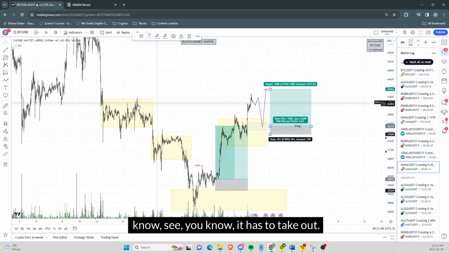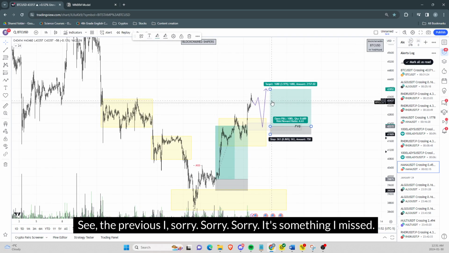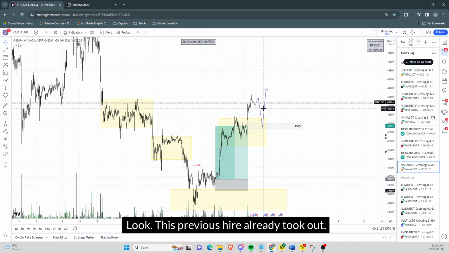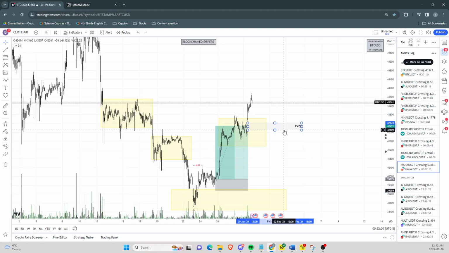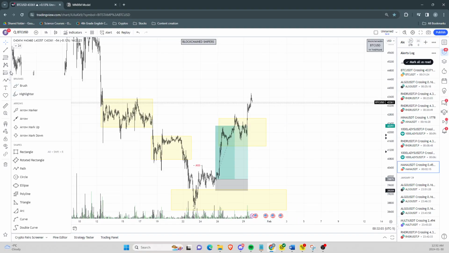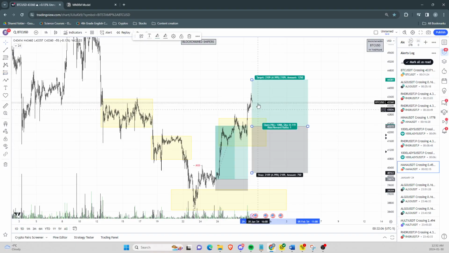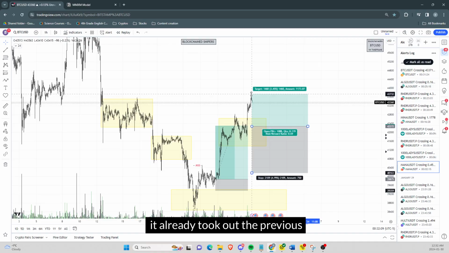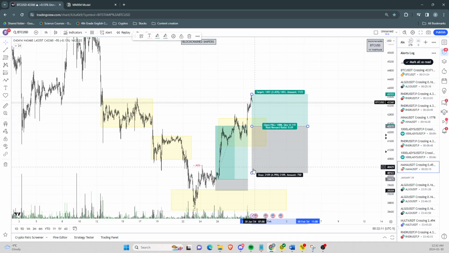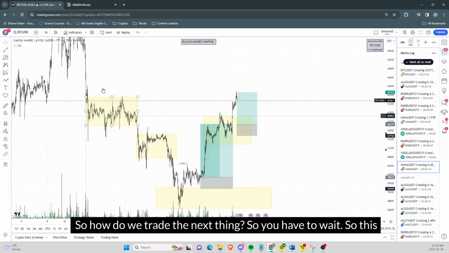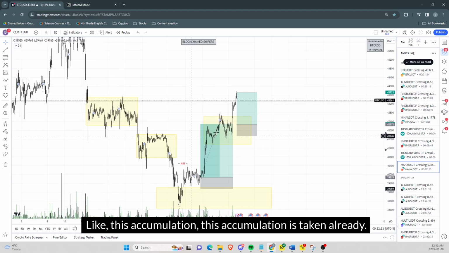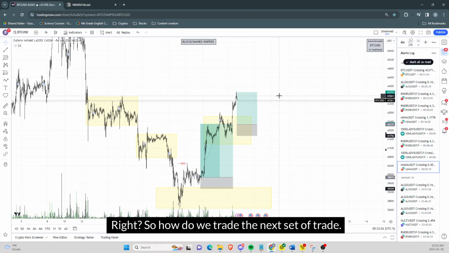Once this structure breaks, it has to take out, see the previous high, sorry, is something I missed. Look, this previous high already took out, like there was an entry here, and it already took out the previous high, right? So how do we trade the next thing? So you have to wait. So this MMXM is already done. Like this accumulation is taken already, right? So how do we trade the next set of trades?